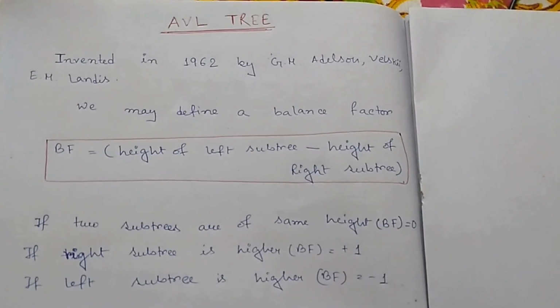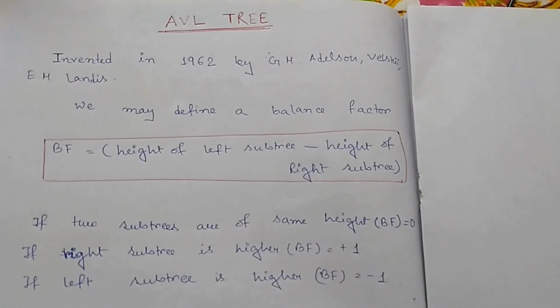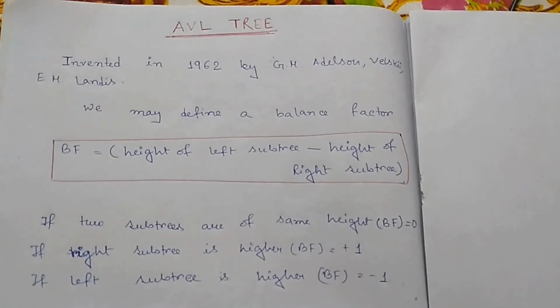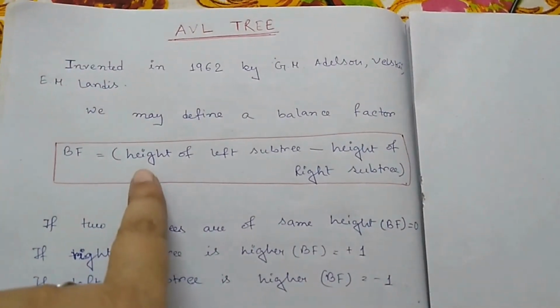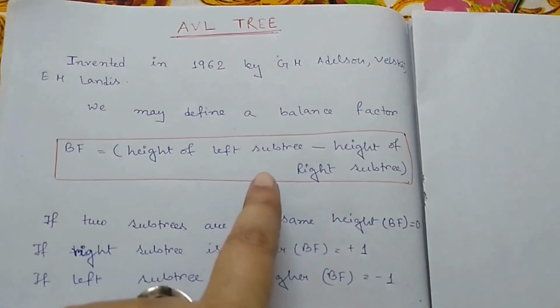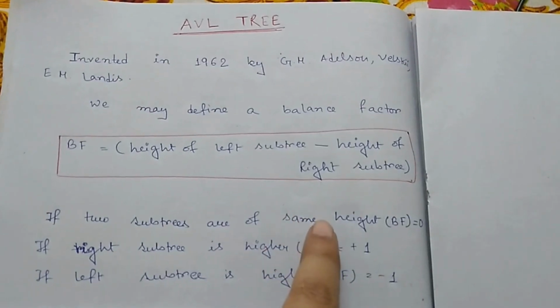Basically, in this concept we always compare the height of the left subtree as well as the right subtree. So the balance factor is defined as the difference between the height of the left subtree minus the height of the right subtree.